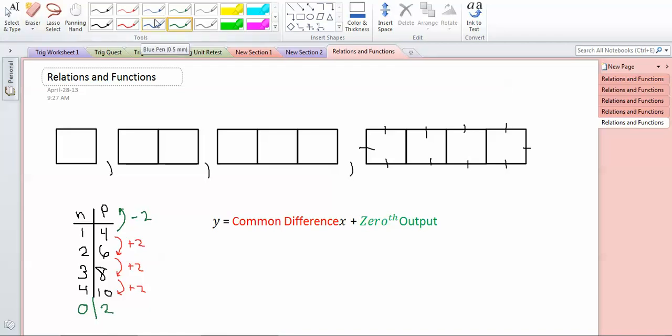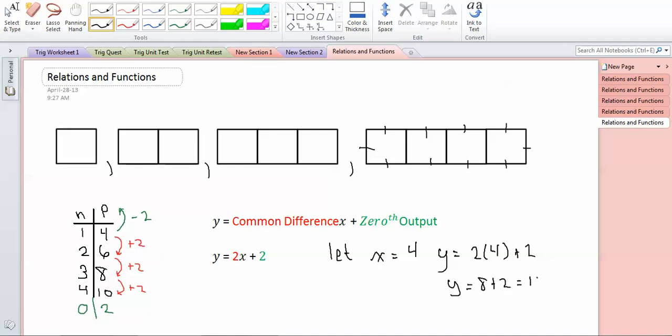So let's write out what the equation is going to be. What we find in this case is the generating function is y is equal to 2x plus 2. The common difference is 2, and my 0th term is 2. So let's check to see that this matches our data. If I let x equal 4, will I indeed get 10 out of it? I would get y is equal to 2 times 4 plus 2. So y is equal to 8 plus 2, which gives you 10.